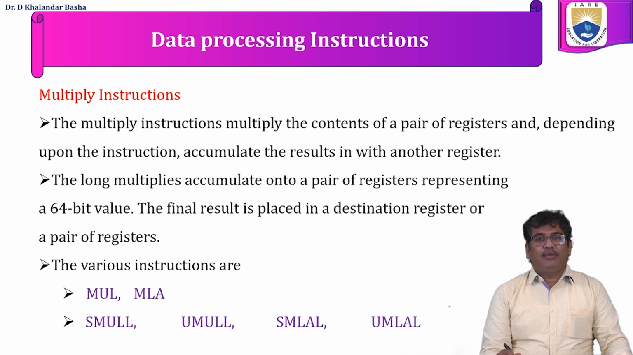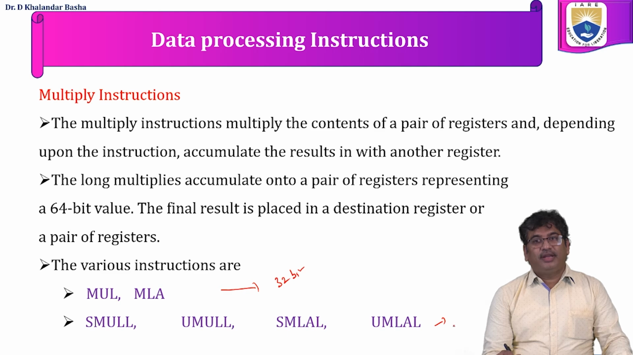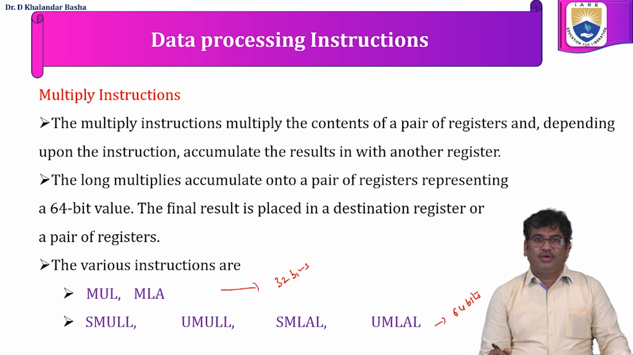The difference between MUL and SMULL is the result size, either it is 32-bit or 64-bit. For the first two instructions, the result size is 32-bit, whereas for the next four instructions, the result size is 64 bits. In ARM processor, we have only 32-bit registers. This 64-bit result will be placed in 2 registers.